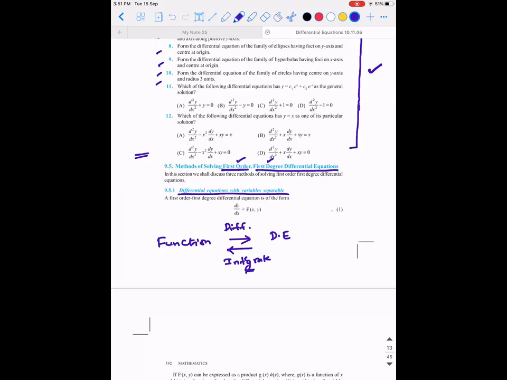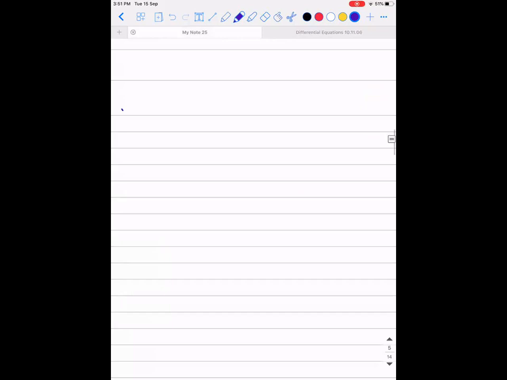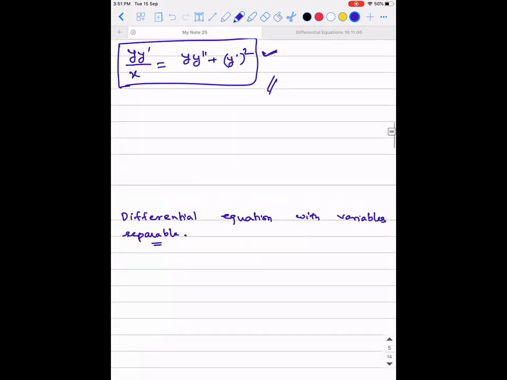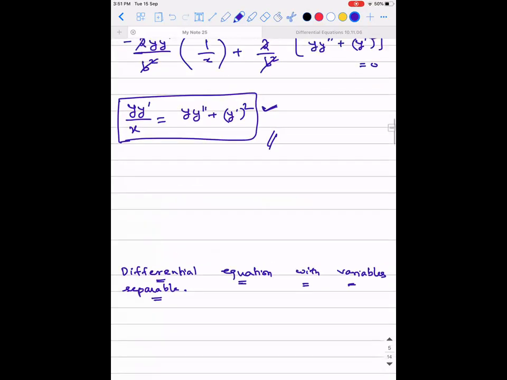In that, the most important method is this variable separable. This is the basic method that is there. So let me explain how you solve the problem using variable separable. Write down the heading: differential equation with variables separable. I will take an example from what we have solved today. See, observe.